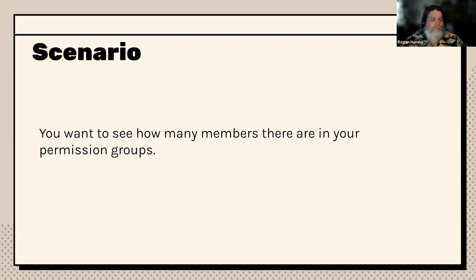So let's do a scenario and step through some actual examples. In this scenario, you want to do a simple query to see how many members there are in your permission groups. This is something you could do in the reporter, but it's also the kind of task that's so quick and easy to do in SQL that if you're comfortable with SQL, it's actually faster to do in the database than it is to sit down and build a whole report template for.